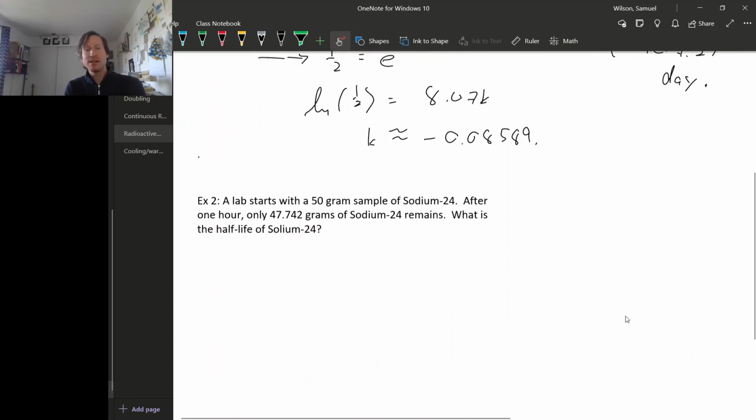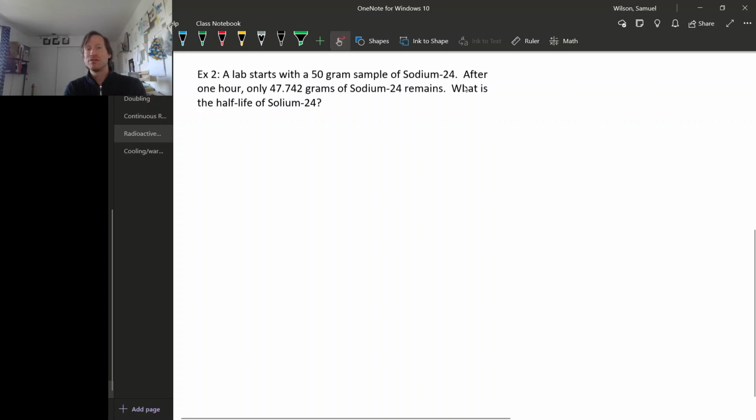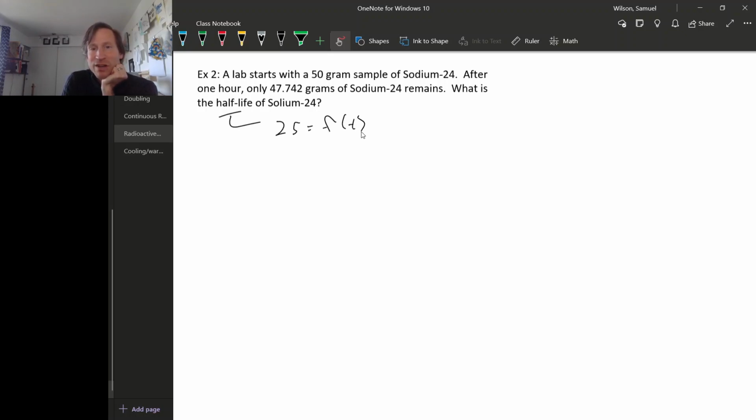For another example, let's suppose that a lab starts with a 50-gram sample of sodium-24, and after 1 hour, there's only 47.742 grams of sodium-24 left. What is the half-life of sodium-24? Remember, the half-life is how long it takes for there to be half of the remaining amount left. So what we want to know is, how long does it take until there's only 25 grams left? To solve this equation, we know that this function is going to be a times e to the kt. Before we can solve for t, we're going to have to find a and k.